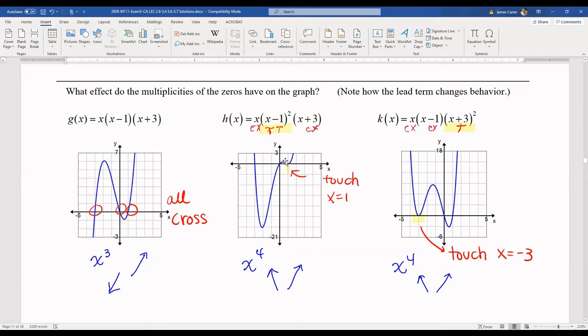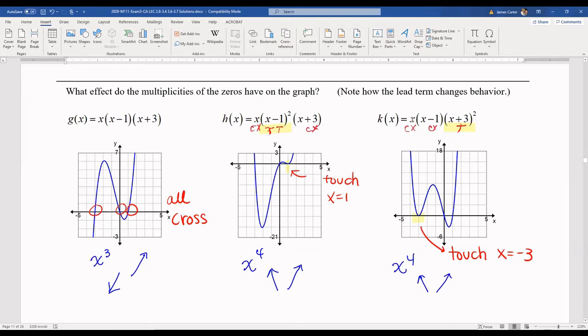From this 0, it goes up a little bit, back down, touches, and then goes. And here at -3, we have a crossing 0 also. You can see our ending patterns.